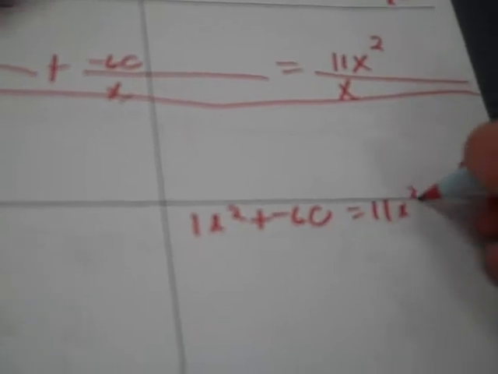Okay, so x, we can just put that to the second. We already have our x there, and then x, you put that to the second. Then the same thing really ends up happening. We end up with 1x to the second plus negative 60, sorry, equals 11x to the second.